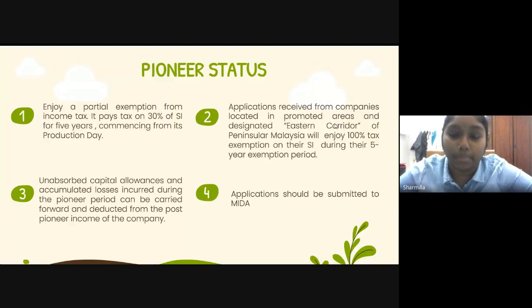Applications received from companies located in the promoted areas and also the designated Eastern Corridor of Peninsular Malaysia will enjoy 100% tax exemption on their SI during their 5-year exemption period, and the application should be submitted to MIDA. Next.